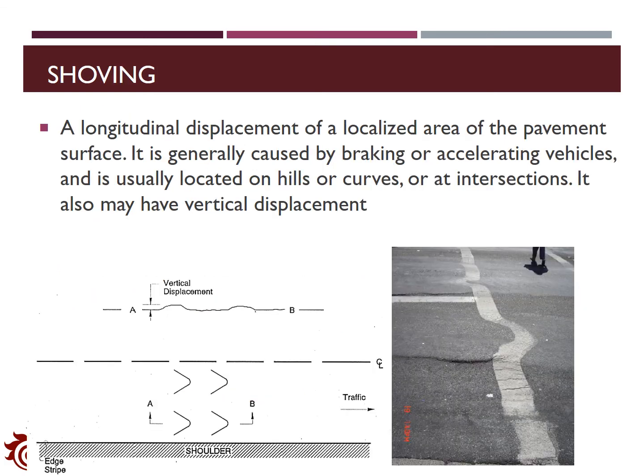Shelving is another type of distress which is very similar to slippage. It represents a longitudinal displacement of local areas of the pavement surface. Usually it's caused by the braking or accelerating behaviors of vehicles on the road. You will observe this a lot on hills, curves, or at intersections. The figure at the bottom demonstrates one example of shelving at an intersection. Shelving distress may also have some vertical displacement of the pavement materials.